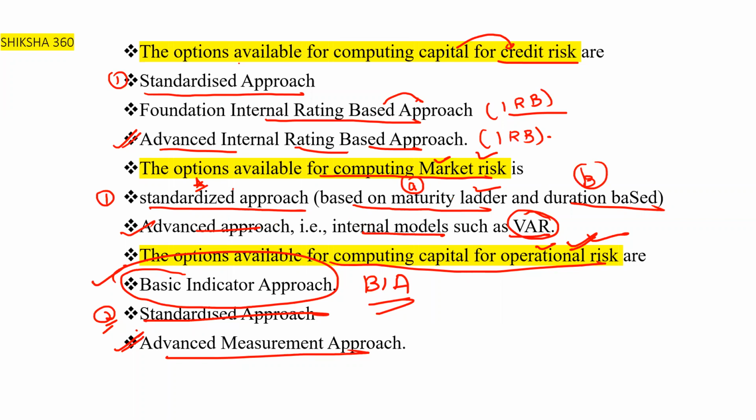Here are the options available for computing capital for credit risk. The first one is the standardized approach. The second one is the foundation internal rating based approach. The third one is the advanced internal rating based approach.